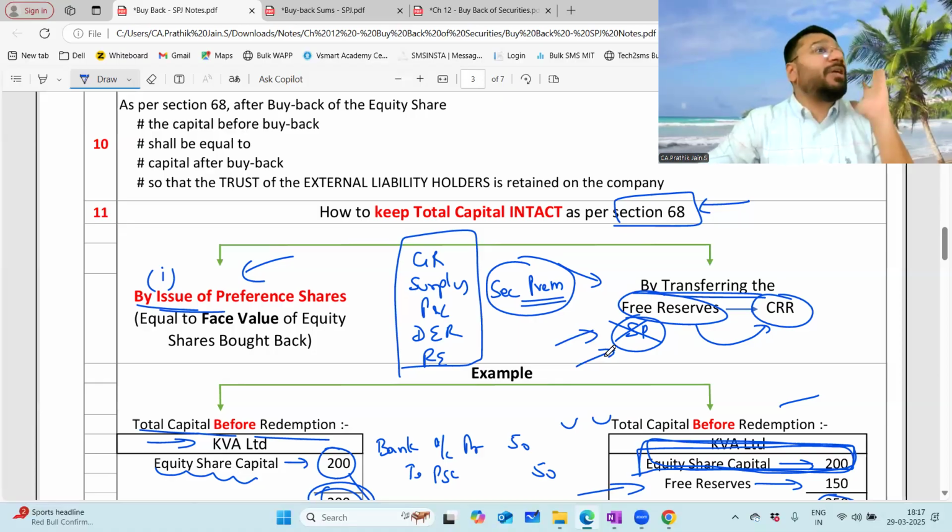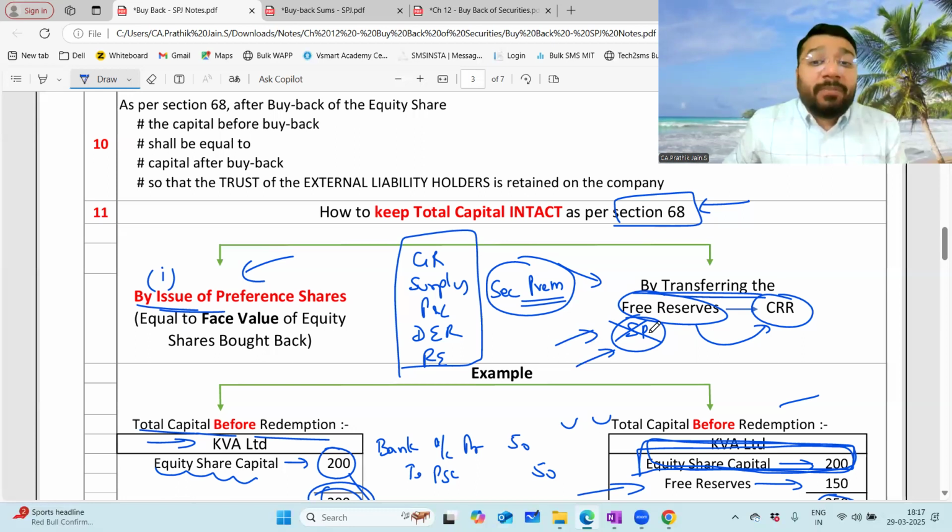This is a beautiful opportunity. Buyback is a beautiful opportunity where I can free my locked reserve in the premium account. So security premium should be used first and then followed by free reserves.